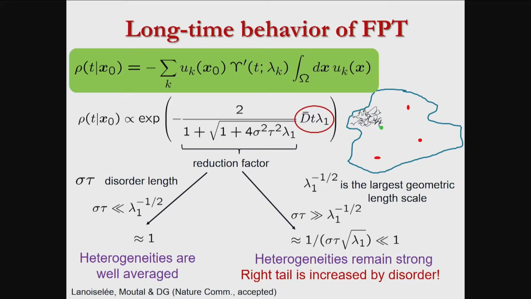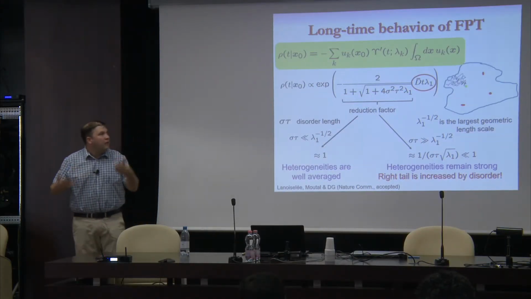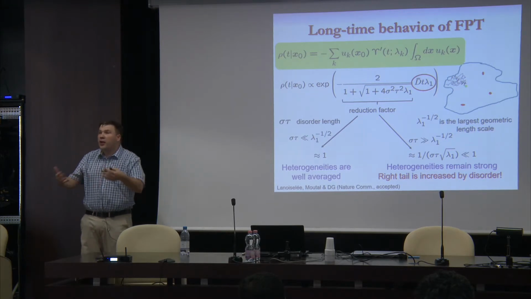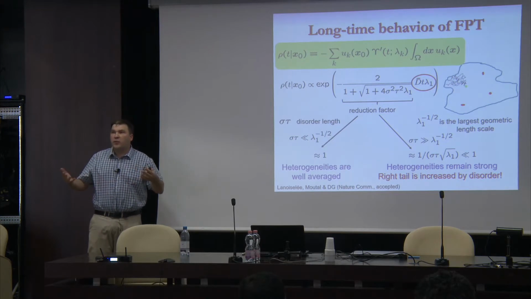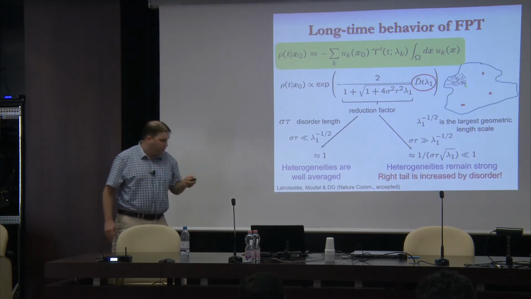And what is important is the right tail is significantly increased. And the right tail typically is what would determine the mean first passage time. And so it means that the mean first passage time would be again increased essentially by this factor. So on average, the disorder would slow down the dynamics. That's what you naturally would expect, that it's much easier to go in the homogeneous case than in the heterogeneous one.